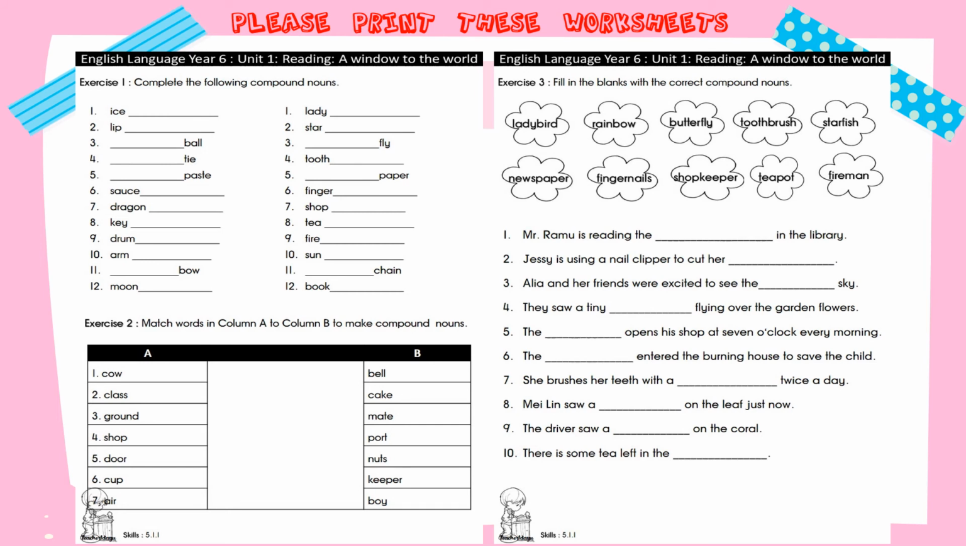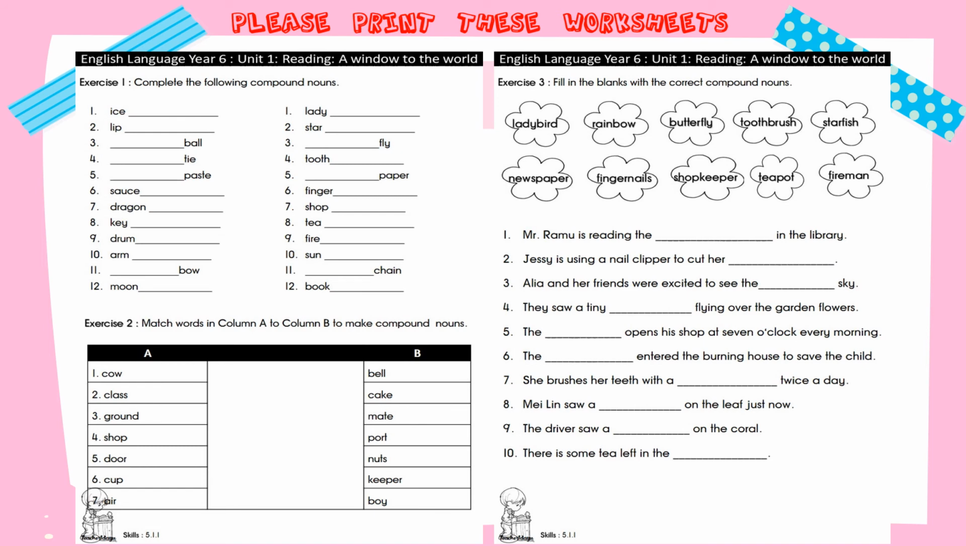Okay, that one is exercise 1 complete. So exercise 2. Exercise 2, match the words in column A to column B to make compound nouns. Number 1, cow. Class, ground, what? Shop, what? Okay, very easy.